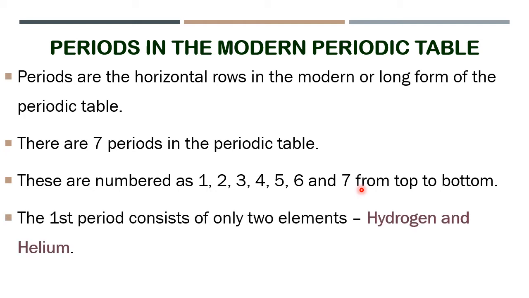In the first period, we have two elements, hydrogen and helium. Left topmost is hydrogen, right topmost is helium. So these two are the members of the first period.